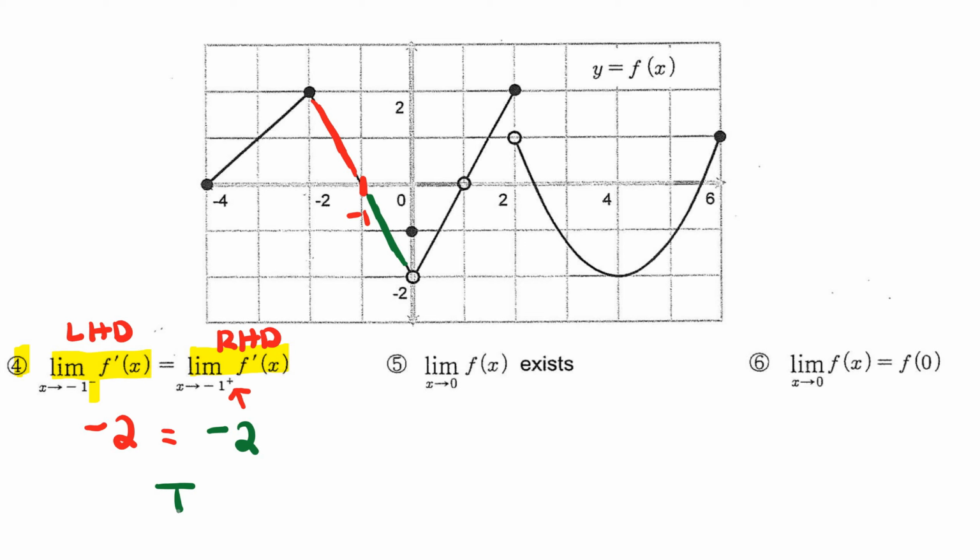Okay, let's move on to question number 5. So question number 5 is asking, what is the limit as x approaches 0? Does it exist? Okay, so let me just erase this.